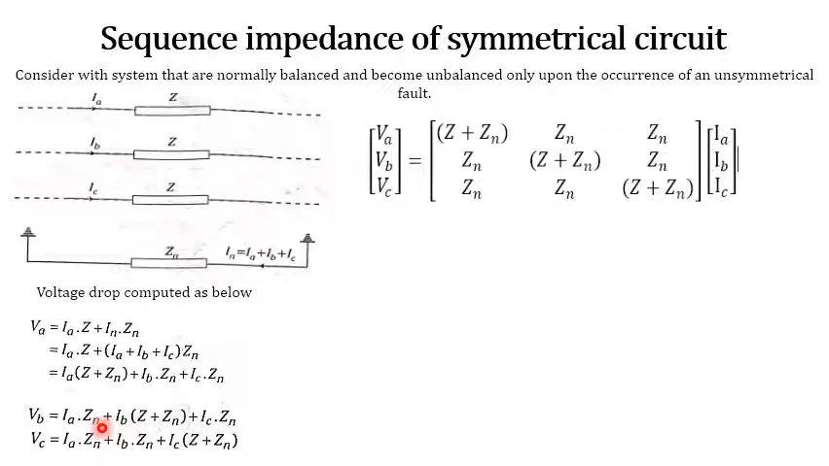So we can write these in the form of a matrix. The left hand side is the voltages Va, Vb and Vc, and this is a 3 by 3 matrix. These are the rows and these are the columns. When you multiply these rows into the column, you will get only the column matrix.